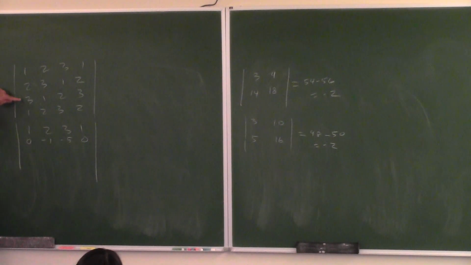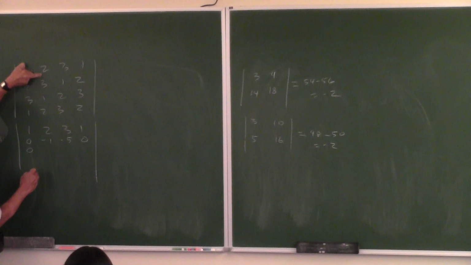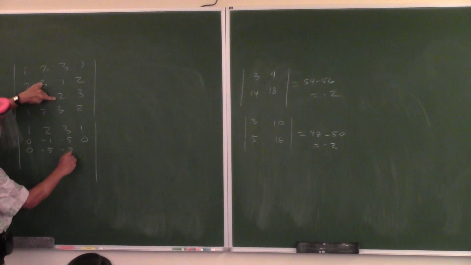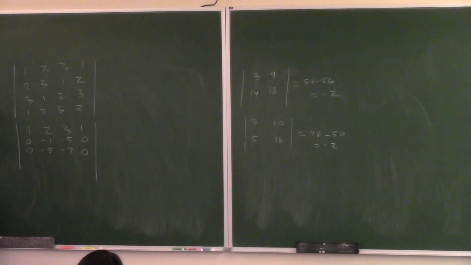Okay, now I'm gonna change this 3 into a 0. So, what do I need to multiply this by, so when I add it to this, you get 0? Negative 3, but you gotta do that to the entire row. Multiply by negative 3, add. Multiply by negative 3, add. Multiply by negative 3, add. Multiply by negative 3, add. That's a bonus 0. I was just lucky that one came out 0.